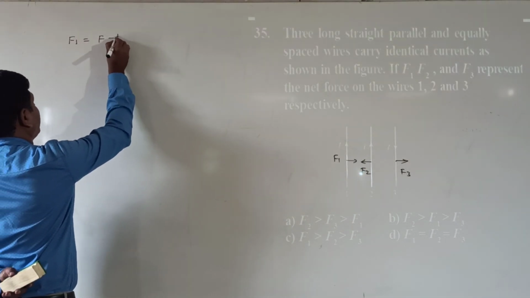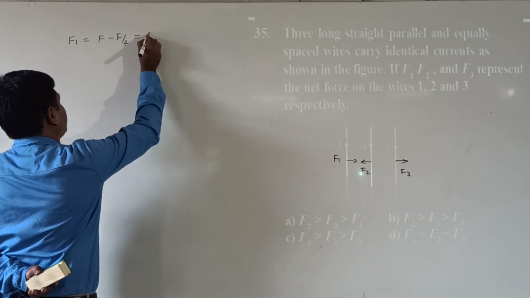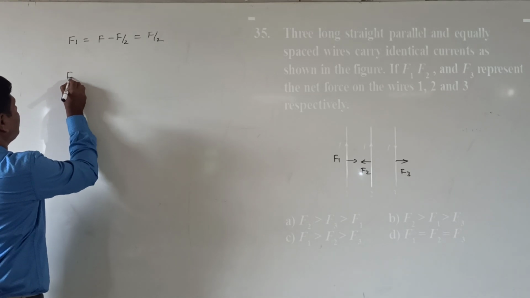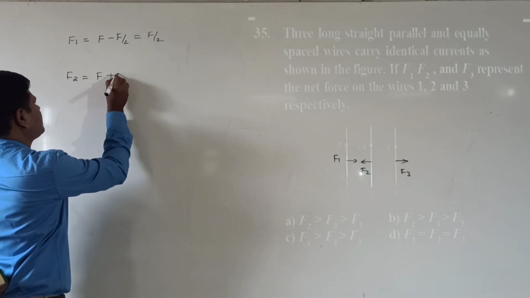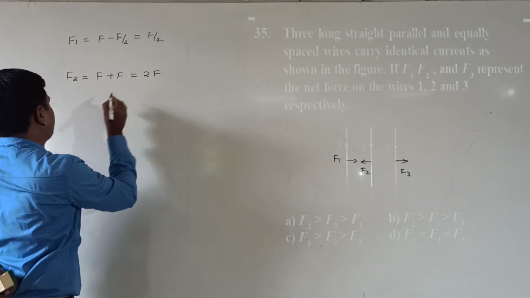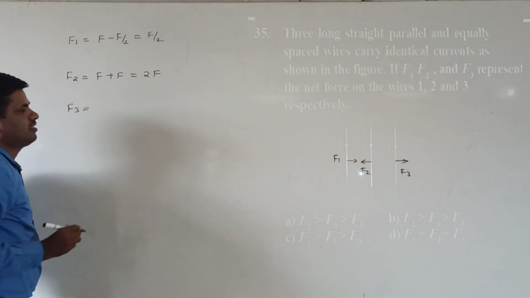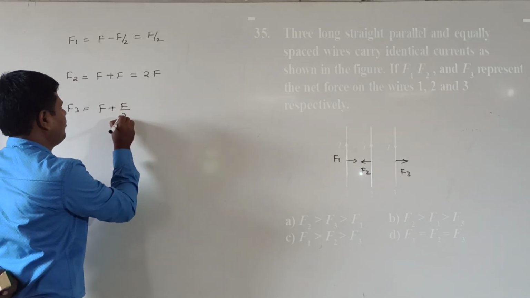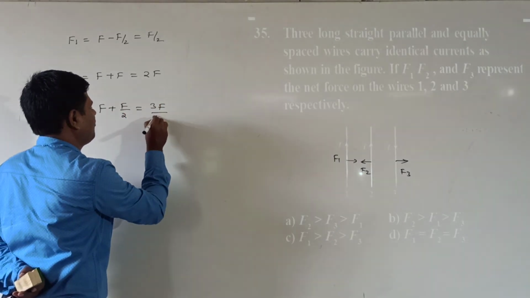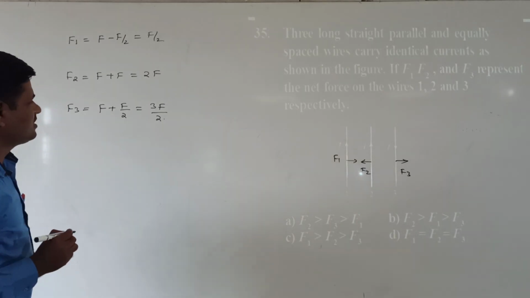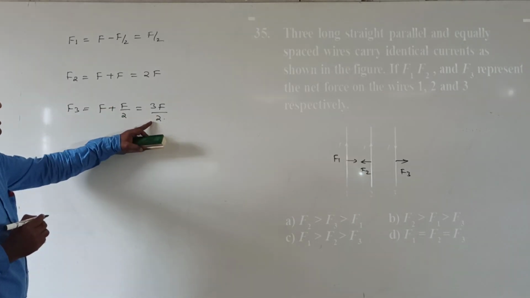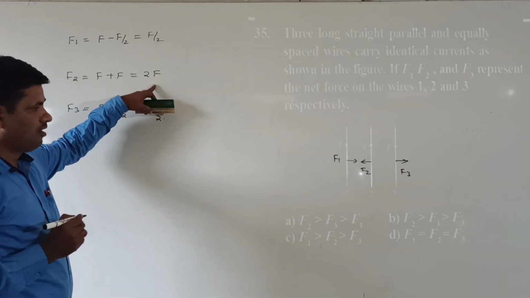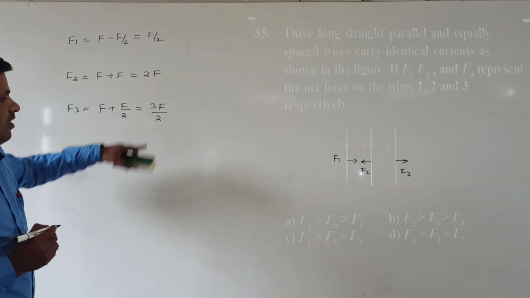F minus F by 2 is equal to F by 2. The resultant force acting on the second one is F plus F, which is equal to 2F. The resultant force acting on the third is F plus F by 2, which is equal to 3F by 2. Now which is the largest and which is the smallest here? F by 2 is the smallest. 2F is the largest.